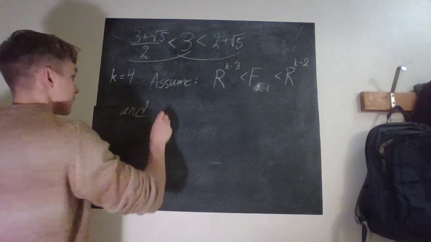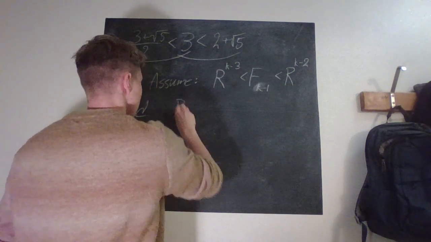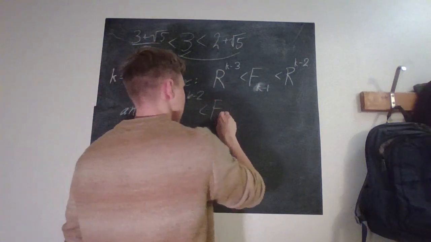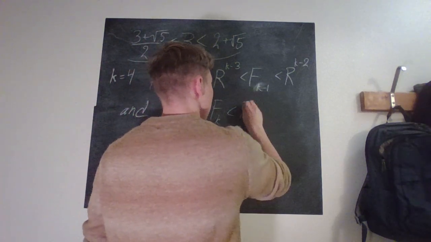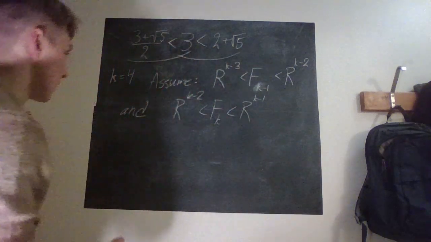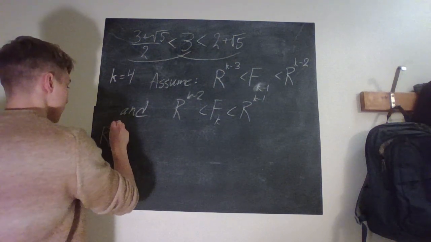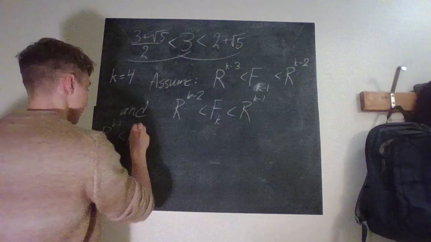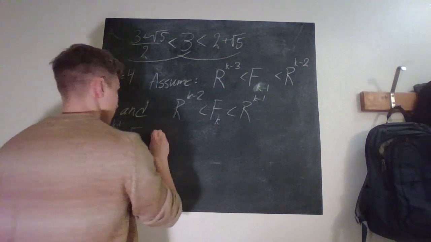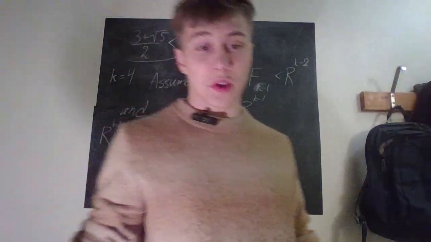and the same thing where n is equal to k, so we have that r to the power of k minus 2 is less than f_k, which is then less than r to the power of k minus 1, and we want to show that r to the power of k minus 1 is less than f index k plus 1, which is less than r to the power of k. Okay, so how do we do this?